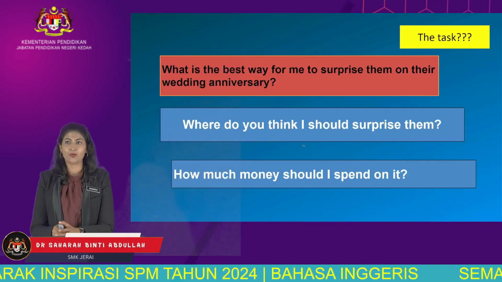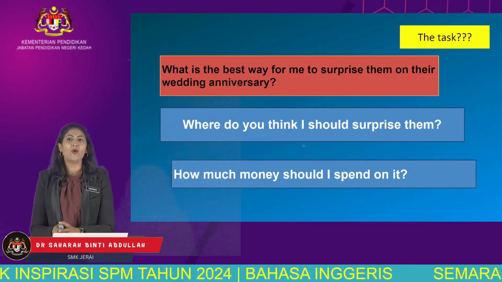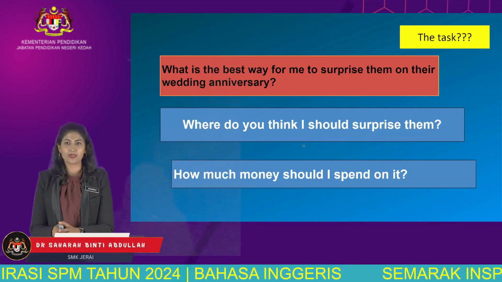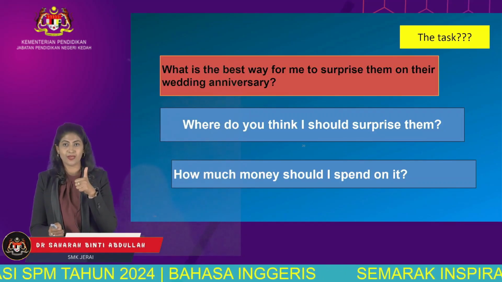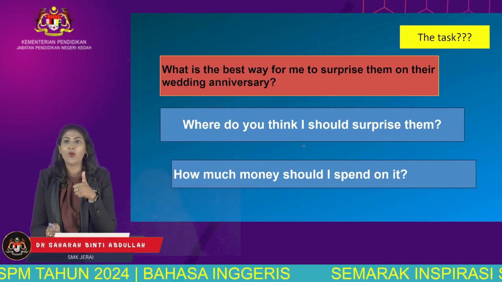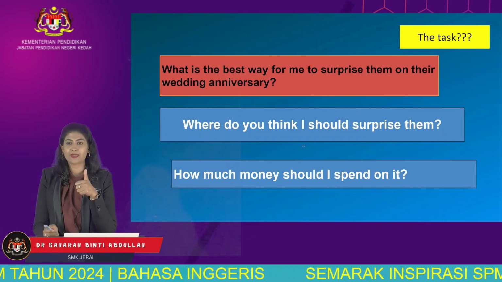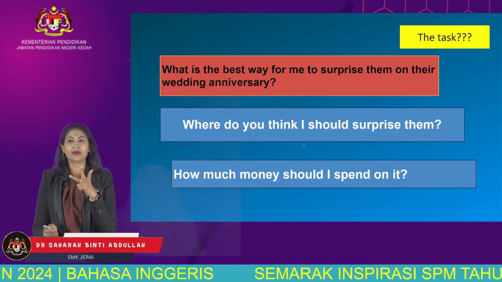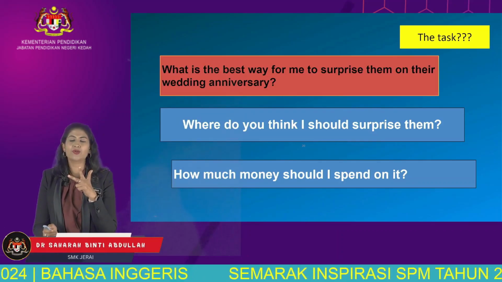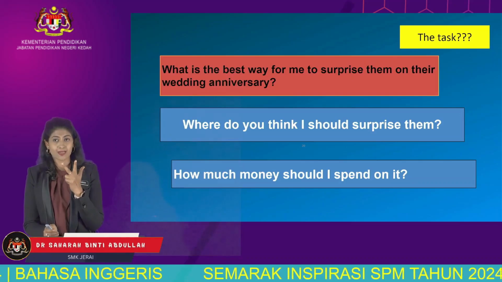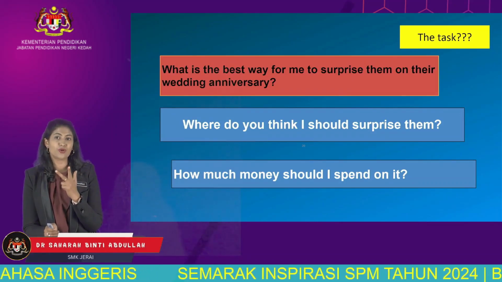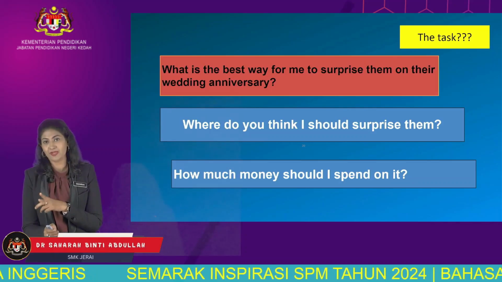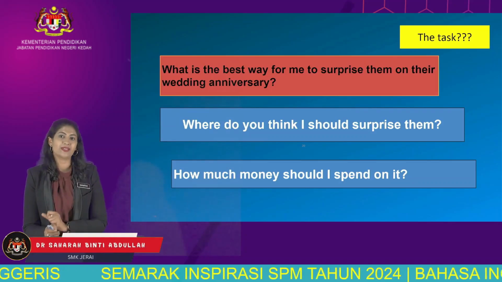Bye. Okay, let's look at the task. What is the best way for me to surprise them on their wedding anniversary? So this is your first content point, C1. Second, where do you think I should surprise them? Second content point, C2. And C3 is how much money should I spend on it? So you have three content points which you have to answer in order for you to get C5. Remember that. You answer all these three, then you get C5.